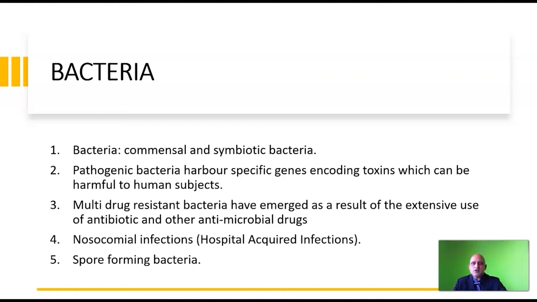Bacteria are commensal and symbiotic. Some bacteria are beneficial to human existence. For example, the bacterium which produces vitamin K in your gut is essential for you to produce the compounds that are involved in the clotting of blood. However, pathogenic bacteria which harbor specific genes encoding toxins can be harmful to human subjects. These include the bacteria which produce the cholera toxins and the Shiga toxins.